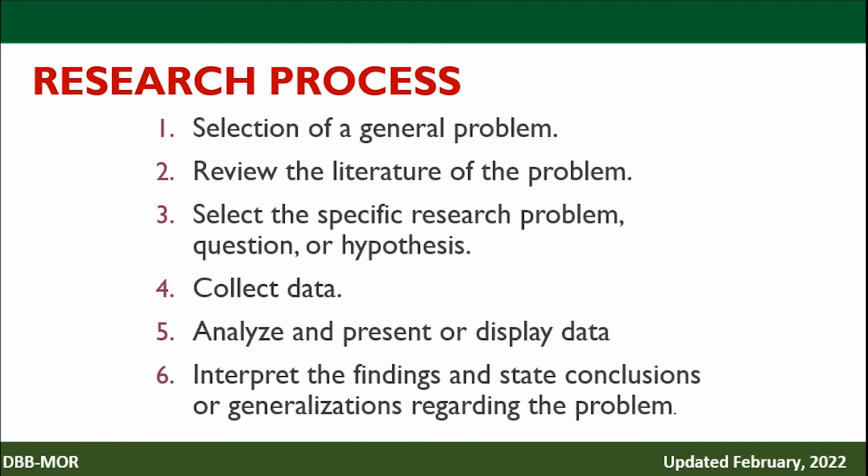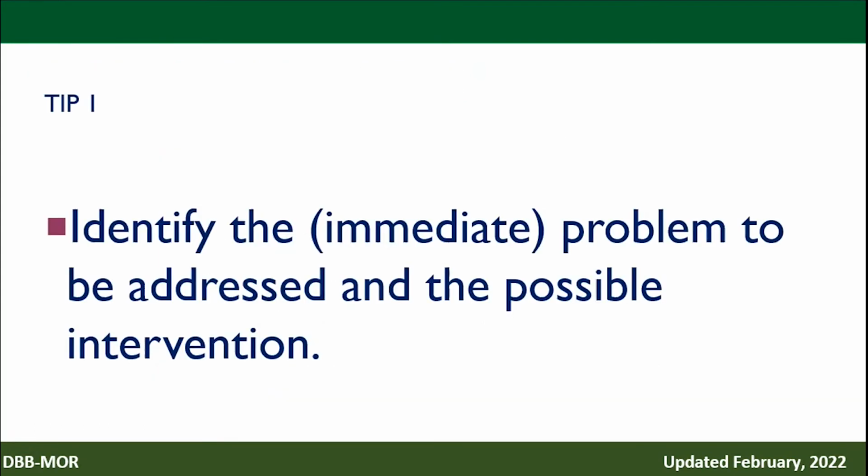So, the research process that should be considered since you are still starting are the following. There are six. So we've started identifying the problem. Do not be confused with the problems and our questions. So later we'll discuss that. So tip number one, read. Kasi you were able to identify already your problem. Identify the problem to be addressed and the possible intervention if you have. For action research, you have to identify the immediate problem.